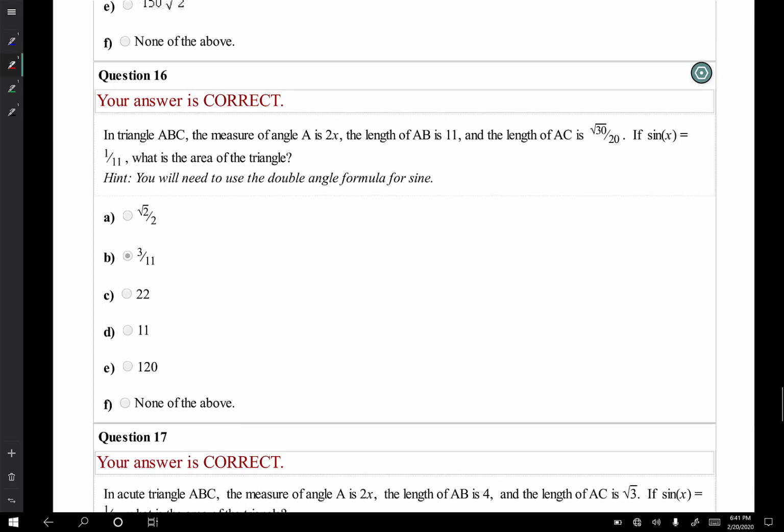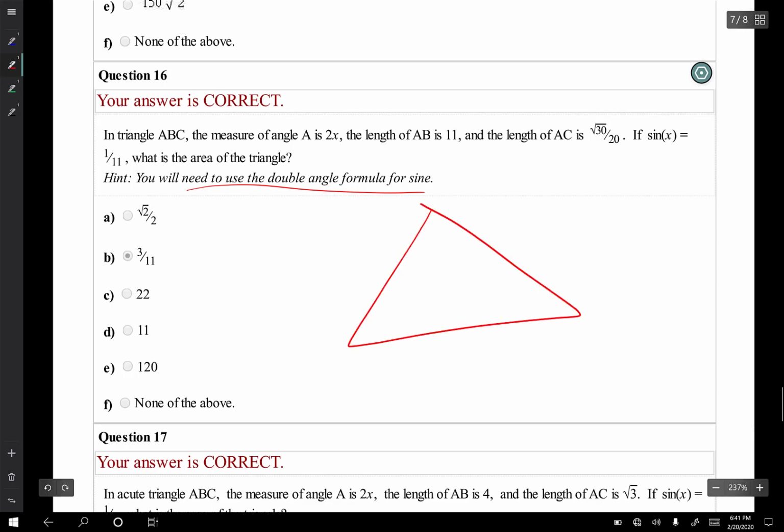Yay. Look, they even gave us a hint, guys. In triangle ABC, the measure of angle A is 2x. The length of AB is 11. All right, so let's draw this triangle. ABC. A is 2x. The length of AB is 11. The length of AC is square root of 30 over 20. And if sine x is 1 over 11, what is the area of the triangle?